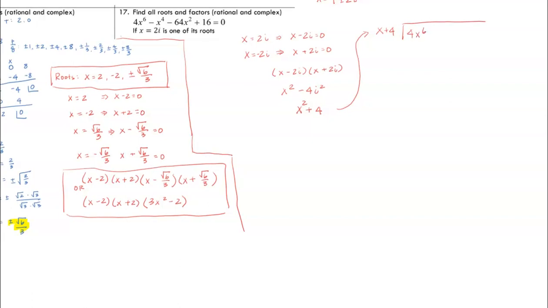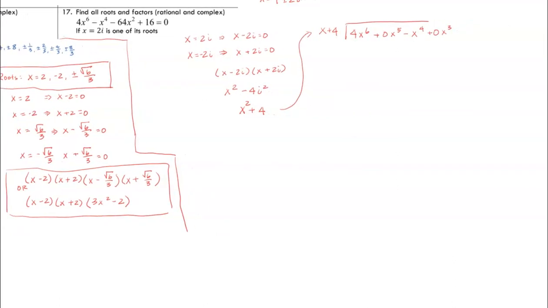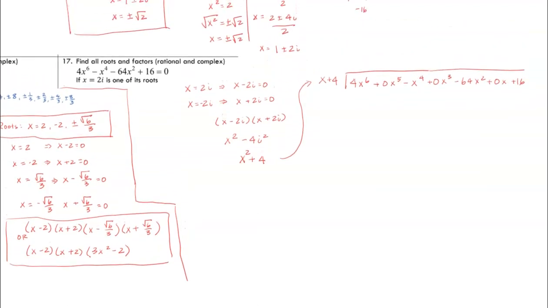For x to the 6th plus 0 x to the 5th minus x to the 4th plus 0 x to the 3rd minus 64 x to the 2nd plus 0 x plus 16 x squared.